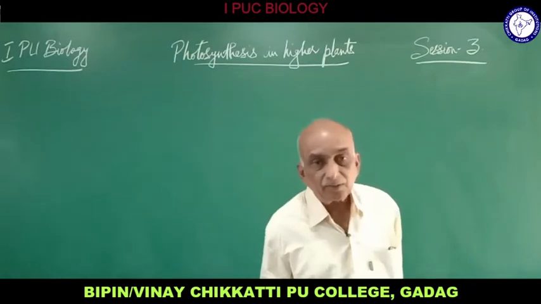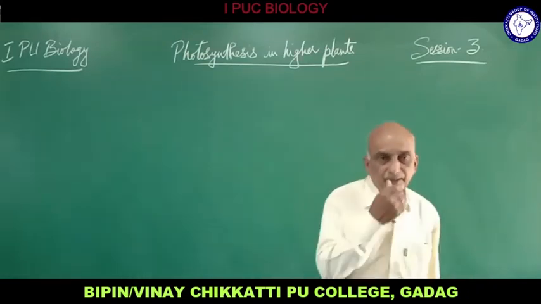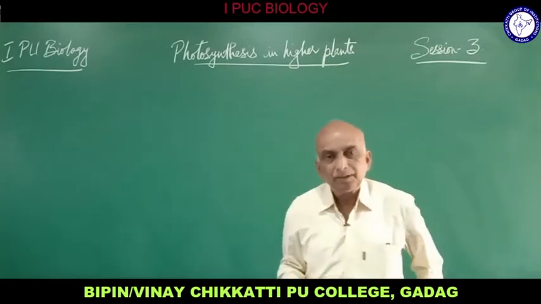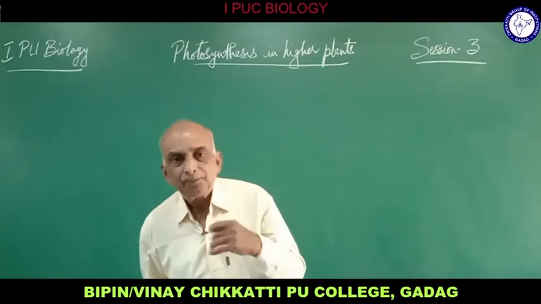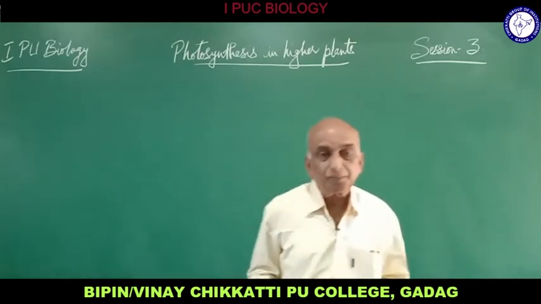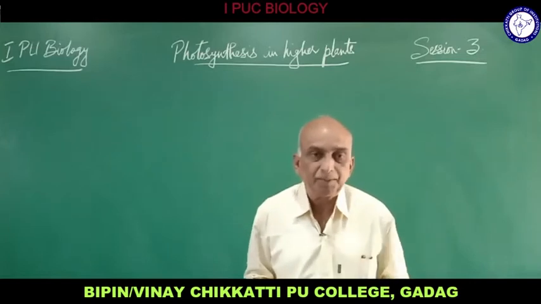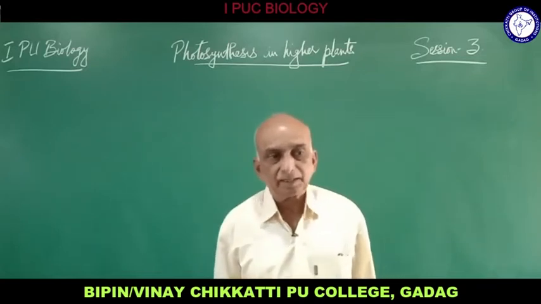So the electrons of PS1 are received by NADP. The electrons which are lost by PS2 have occupied PS1, and the electrons of PS1 are received by NADP, resulting in the reduction of NADP.